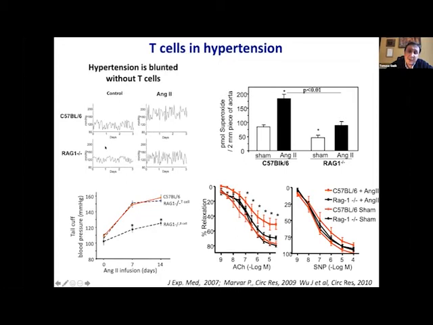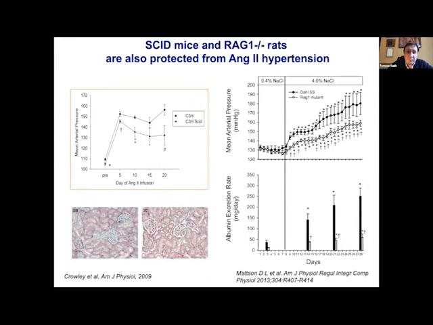But in mice, we can see that T and B lymphocytes do play an important role in regulation of severe hypertension. Mice lacking T and B cells are protected from severe hypertension and the vascular dysfunction and oxidative stress associated with it. Moreover, this can be recapitulated in various models of immune deficiencies, which are protected from severe hypertension. This includes mice and rats, on the right the RAG1 knockout rat in that case.